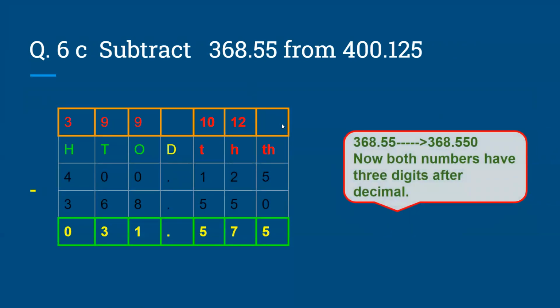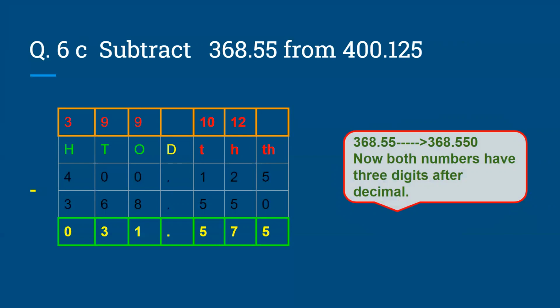First of all, make the chart, write the decimal, and the left side of the decimal whole number and the right side of the decimal fraction number. Write the bigger number, that is 400.125, smaller number 368.550. Now start subtraction. 5 minus 0 is equal to 5.